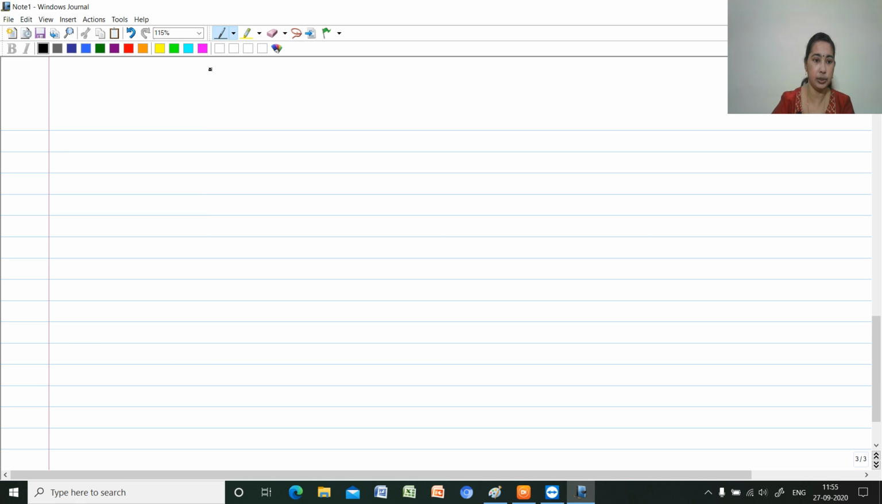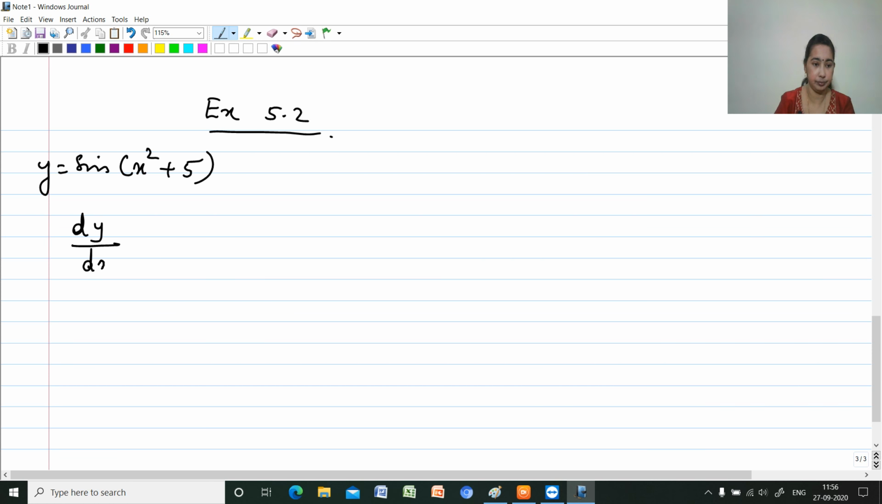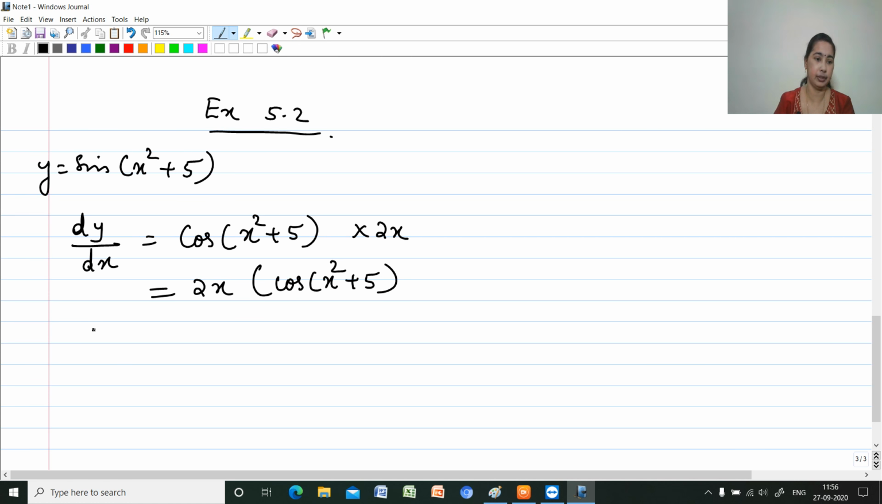Then the next one, that is exercise 5.2. Find the derivative of sin(x² + 5). Let the function be y. So what is dy/dx? Derivative of sine is cos. So cos(x² + 5) into the derivative of x² + 5, which is 2x. So the answer is 2x cos(x² + 5).